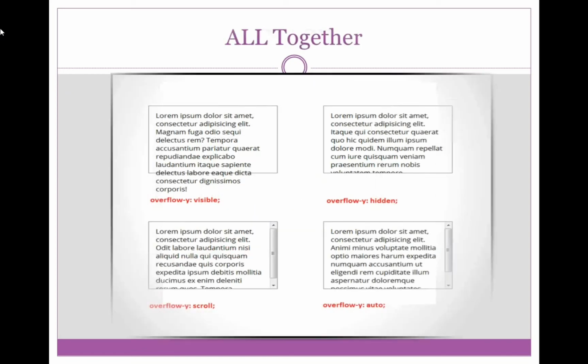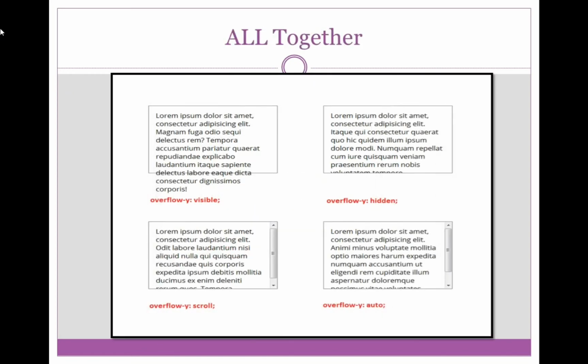So next, all together: visible looks like this and hidden looks like this. It will cut the area and we can't see the remaining content. But with scroll, we can scroll. Same as auto, we can scroll when it is necessary.